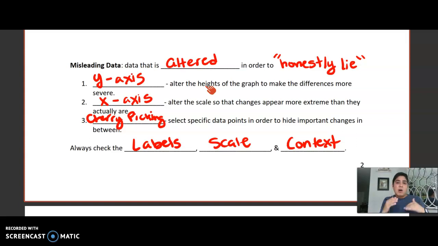On the y-axis, you can alter the heights on the graphs to make differences more severe. On the x-axis, you can alter the scale so that changes appear more extreme than they actually are. We have this other technique called cherry picking, where you select specific data points in order to hide important changes that occur in between those intervals. So whenever you see data, you always need to check three things. Check the labels and units, check the scale and the numbers that they're using, and then always look at the context. Because if I gave you a number like 500, what does that mean? $500 sounds good. 500 teenage deaths sounds pretty terrible. So you just always need to take into account the context.